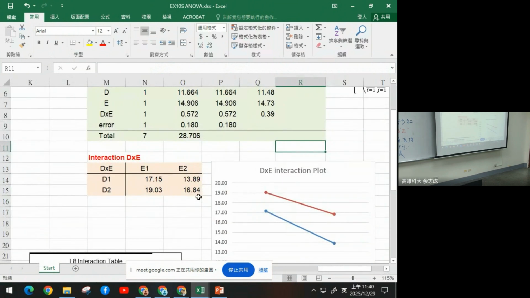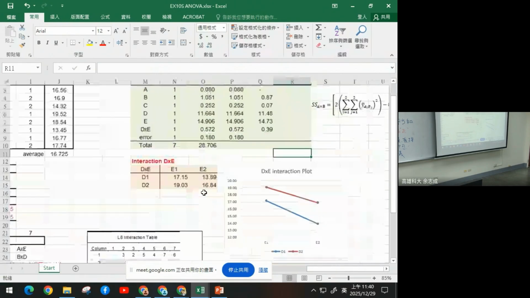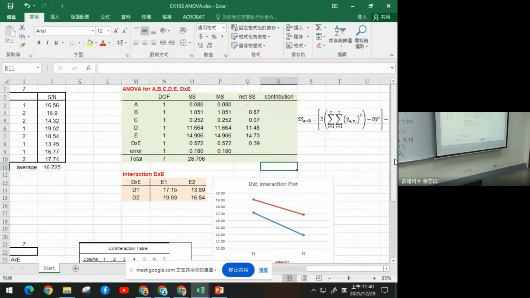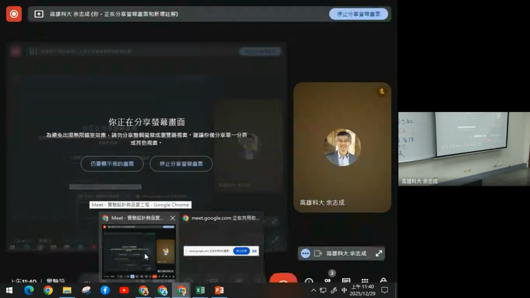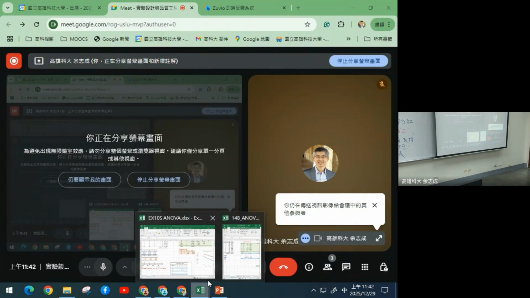So please make a screen copy of this file. At least you need to include this one and this interaction plot. Make a screen copy of this file and post it into Zuvio, so I will know that you already know how to do that, since next we are going to modify the analysis of mean, or the ANOVA table, and then it will become different.